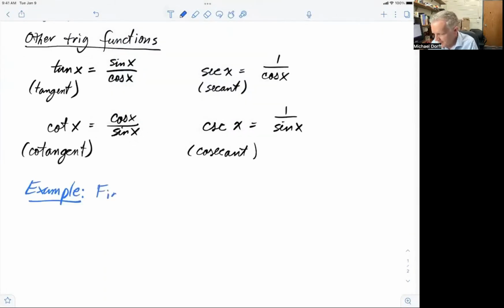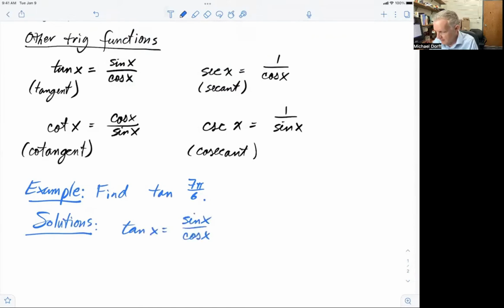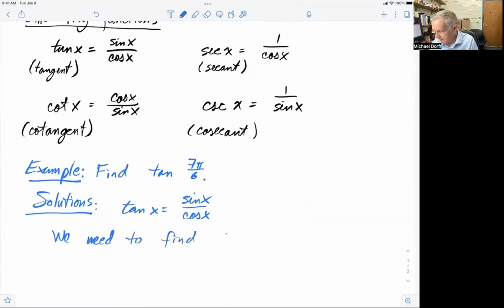Suppose we need to find or determine the value of the tangent of 7 pi over 6. So what do we know? Well, we know that the tangent of x is the sine of x over the cosine of x. So we need to find the sine of 7 pi over 6 and the cosine of 7 pi over 6.